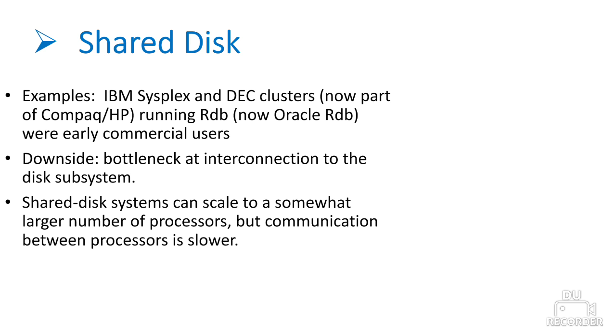Shared disk: IBM's Sysplex and DEC clusters, now part of Compaq or Hewlett Packard, running relational databases, now Oracle Relational Database, were early commercial users. Means examples of shared disk are IBM's Sysplex and DEC clusters. A downside is the bottleneck at the interconnection to the disk subsystem. Shared disk systems can scale to a somewhat larger number of processors, but communication between processors is slower.